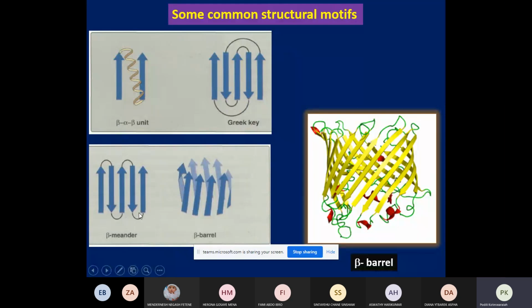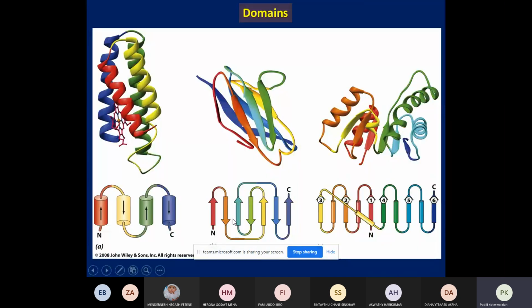Whereas the beta meander consists of five beta sheets connected by several reverse turns, and the beta barrel has many parallel beta strands. It forms a pore-like structure, especially in the porins, where the beta barrel is present. These porins act as channels.